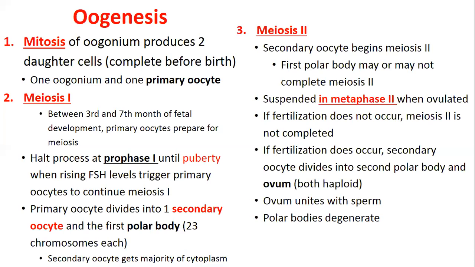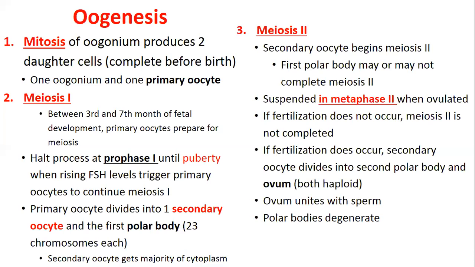Then in meiosis II, the secondary oocyte gets suspended. It stops its process in metaphase II. So where the chromosomes line up on the metaphase plate in metaphase II, they line up so that the sister chromatids can divide, but they don't divide. So you don't continue into anaphase II.